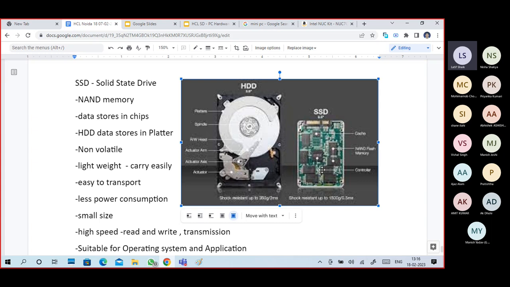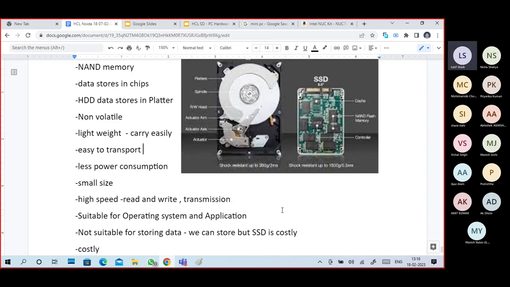Both are non-volatile memories, but SSD is called a NAND memory. Like memory cards and pen drives, it works on the same principle. It is very light in weight, and we can easily carry and transport it.